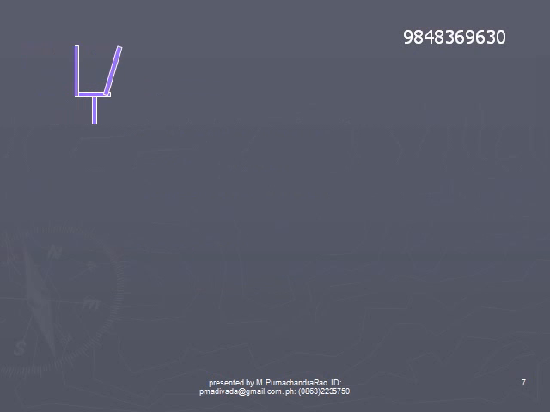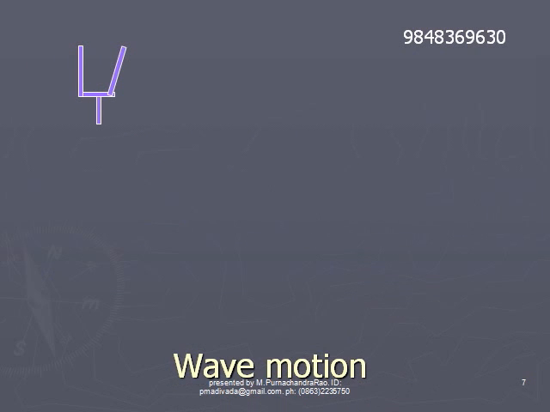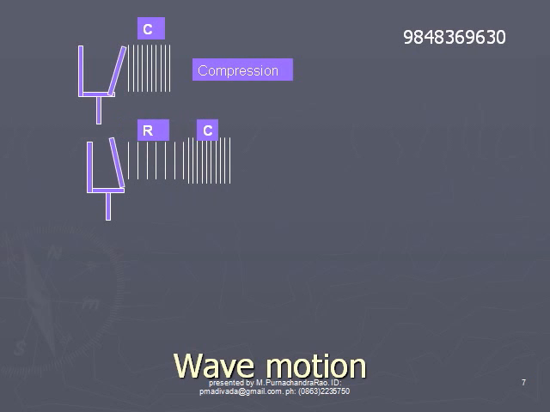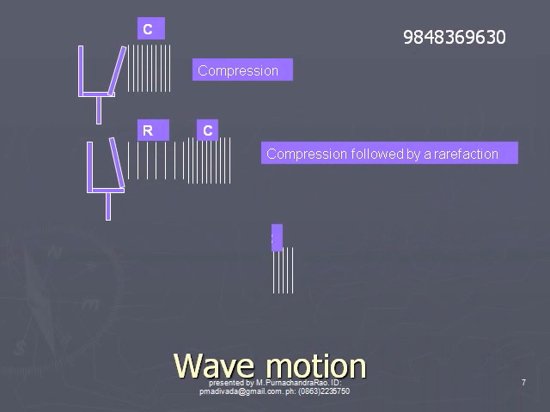How does the wave motion take place? The wave motion takes place in the form of motion of compression and rarefaction. How are these compressions and rarefactions formed in the medium? When a body is vibrated, it creates compressions and rarefactions in the medium, air.